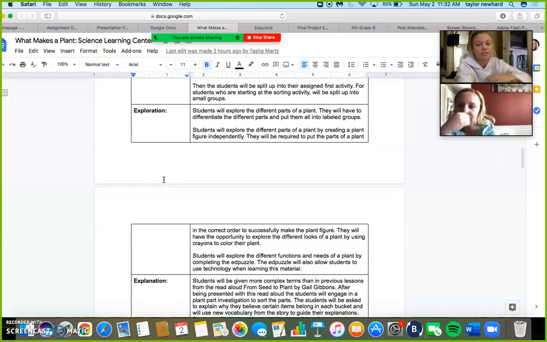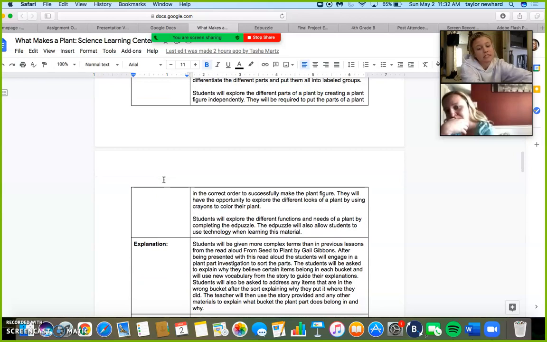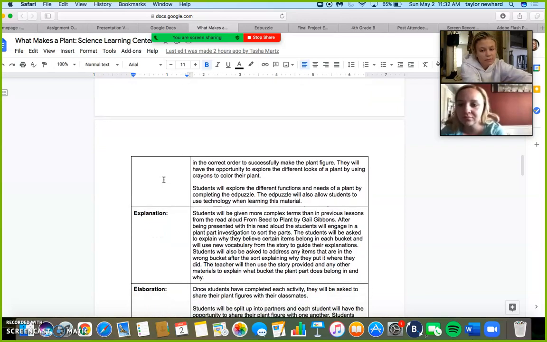For exploration, students will explore the different parts of a plant. They will have to differentiate the different parts and put them into the labeled groups. Students will explore the different parts of a plant by creating a plant figure independently. They will be required to put the parts of a plant in the correct order to successfully make the plant figure. They will also have the opportunity to explore the different looks of a plant by using crayons to color their plant and making different designs on their plant if they would like. And then they will explore different functions and needs of a plant by completing the Edpuzzle.